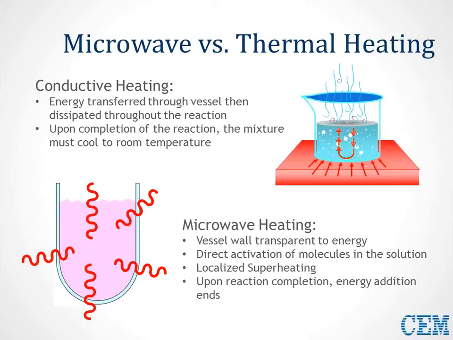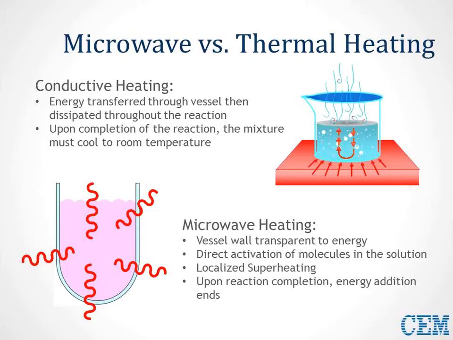What this does is result in a gradient where it's going to be much hotter toward the center of the sample, and a little bit cooler toward the edges. The converse to that is conventional heating, which I showed you before, which is much hotter toward the outside and cooler toward the center. Now you'll see here I have these red dots illuminating as we're heating the sample. What this is trying to represent is this idea of localized superheating.